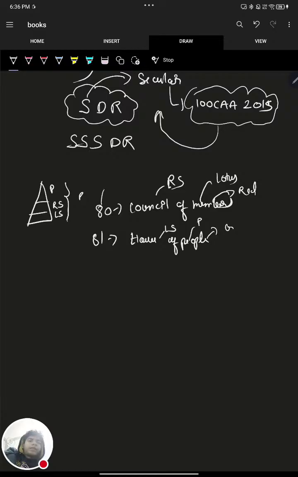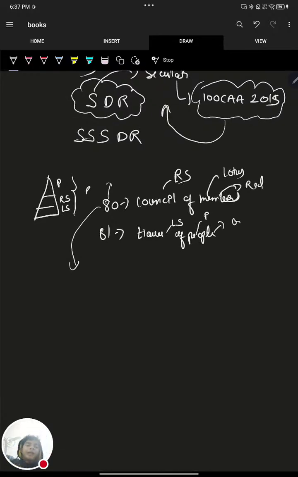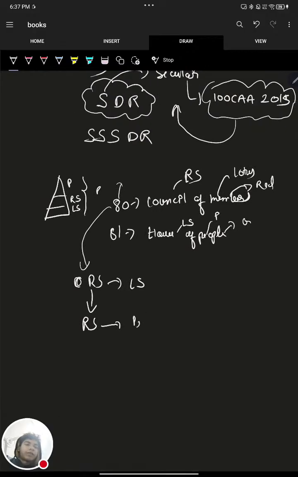In this they talked about how the council of members in Article 80 would represent. If the whole council of members, basically Rajya Sabha, had to be represented, they would represent to the Lok Sabha. But if a single member from Rajya Sabha had to represent himself, he would represent to the president. I think that's the main thing in Article 80.